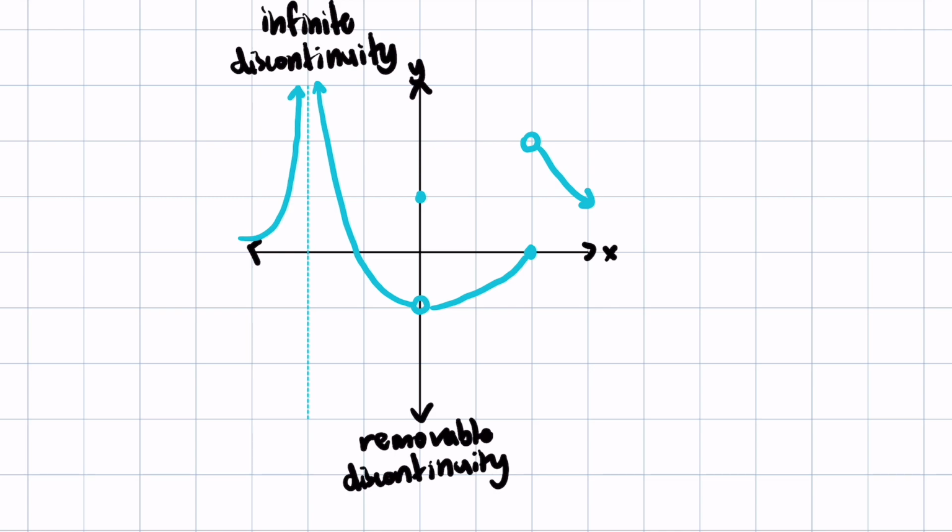Okay, finally, at x equals 2, we have a third type of discontinuity. Here, f of 2 exists, it equals 0. The left limit exists, it equals 0, but the right limit is going to equal 2. And so the left limit and the right limit don't equal each other. What we have here is a jump discontinuity. The limit doesn't exist because the left and right limits are different.